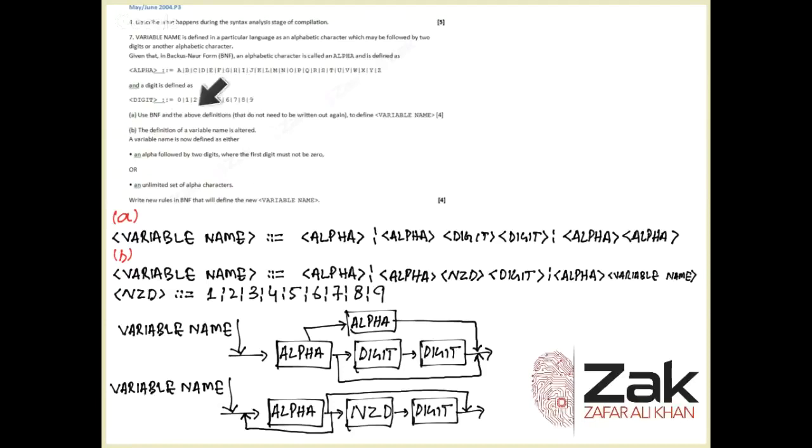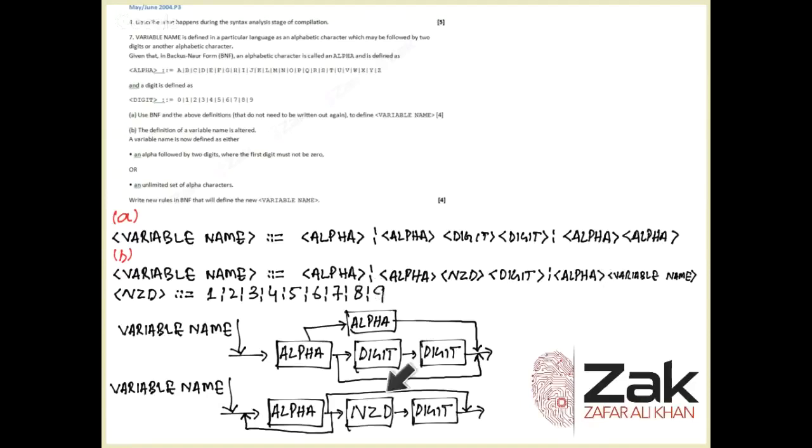And then there we go, and an unlimited set of alphabet characters means alpha variable name. You have to put this variable name by this alpha so that you could comply with an unlimited set of alpha characters. I said that in the definition of an identifier, if the name of the identifier appears, it means that whatever is adjacent to it may appear any number of times. So this alpha may appear any number of times.